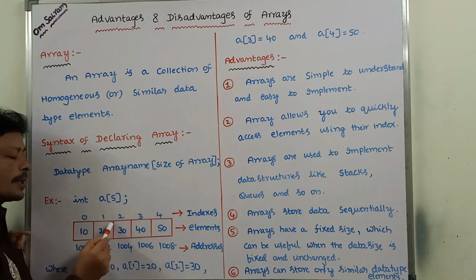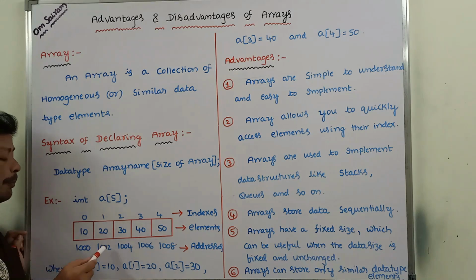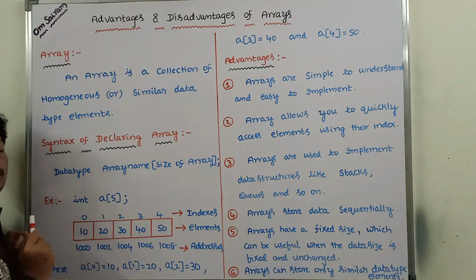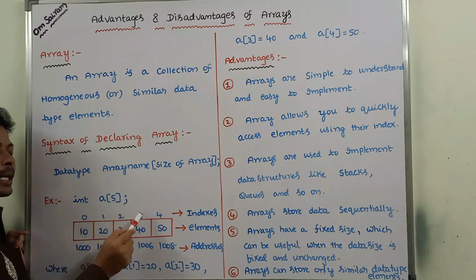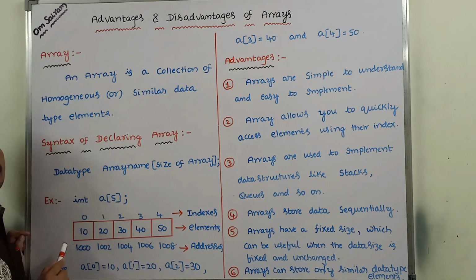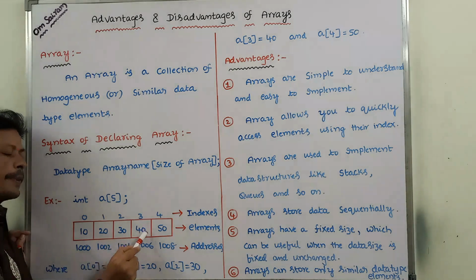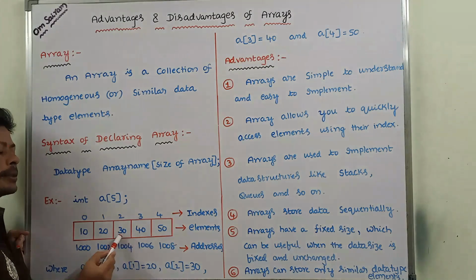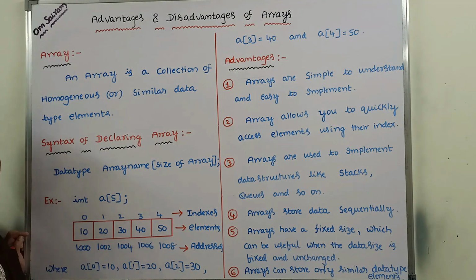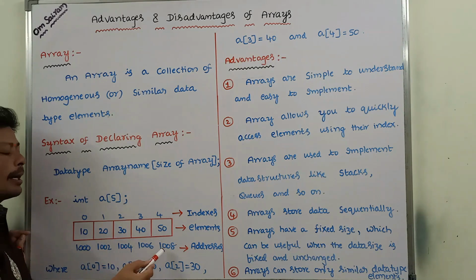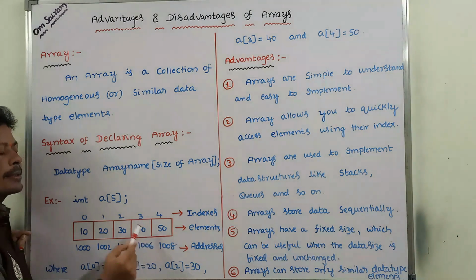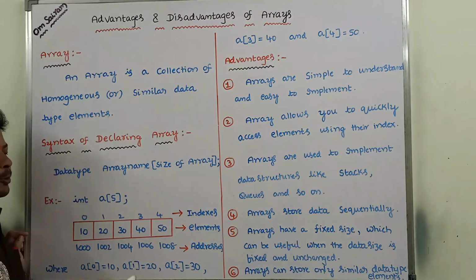What is the address of the next element, 30? The previous element address is 1002 plus 2, that is 1004. What is the next element in the array? 40. What is its address? The previous element address is 1004 plus 2, that is 1006. What is the next element? 50. What is its address? The previous element address is 1006 plus 2, that is 1008.